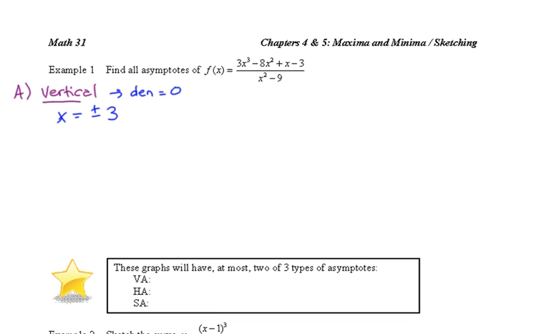So we have vertical asymptotes at x equals plus or minus 3. We're not sketching it, it's just saying find the asymptote, so we don't have to do our limits here. If I had to sketch it, then I need to find my limits.